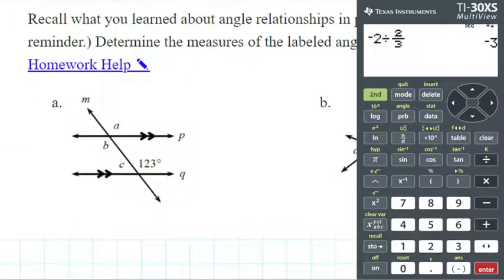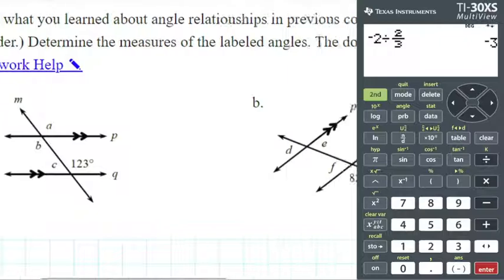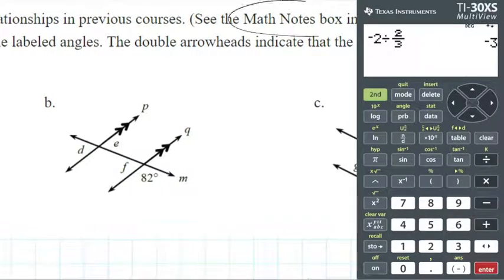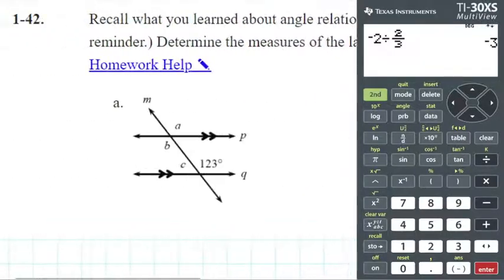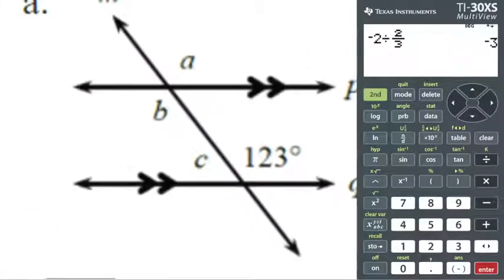Final question here is a reminder that in previous courses, we learned about angle relationships when parallel lines are cut by a transversal. Those are all reviewed in today's math notes box in this lesson. So you might remember that in lesson 1.2.1, you can review angle relationships when parallel lines are cut by a transversal.